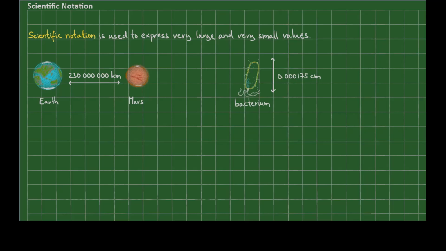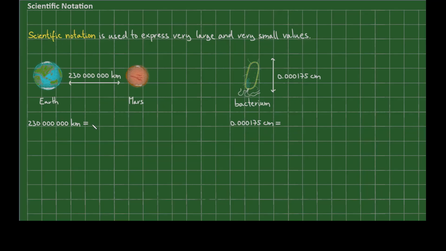I'm going to use the average distance between Earth and Mars, as well as the length of an unassuming bacterium, as examples. These two values, 230 million kilometers and 0.000175 centimeters, are currently written in normal notation.